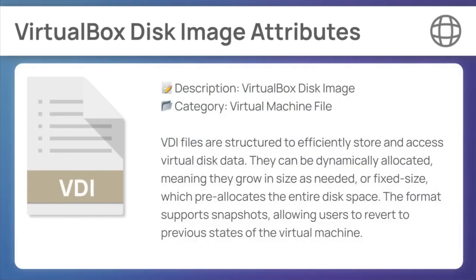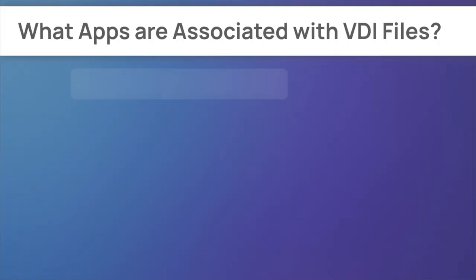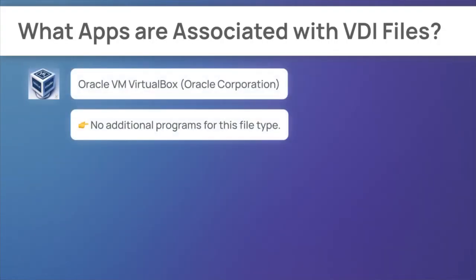They can be dynamically allocated, meaning they grow in size as needed, or fixed size, which pre-allocates the entire disk space. The format supports snapshots, allowing users to revert to previous states of the virtual machine. For full editing functionality, VDI requires Oracle VM VirtualBox, which is supplied by Oracle Corporation.